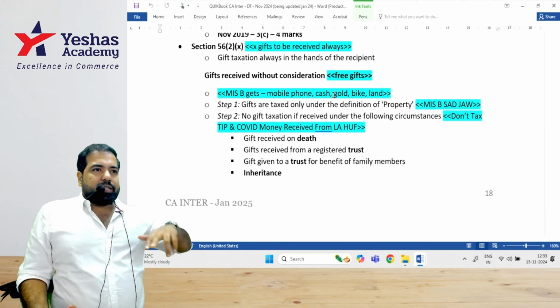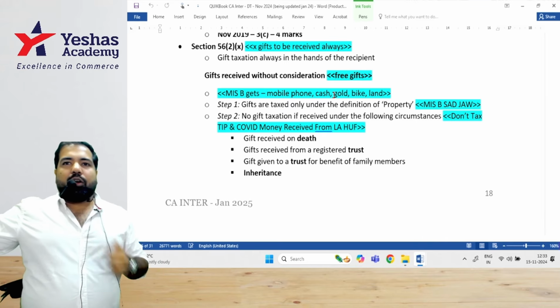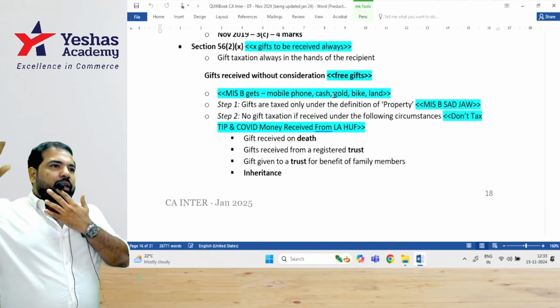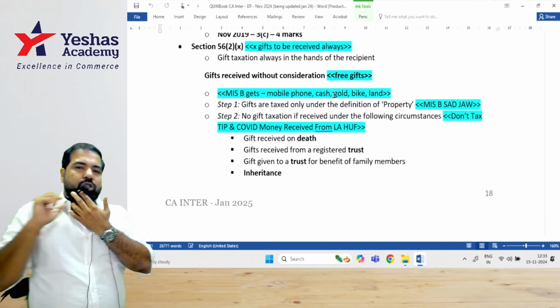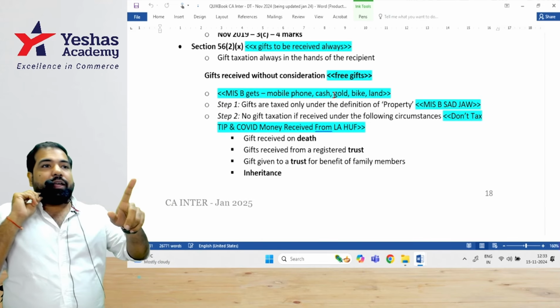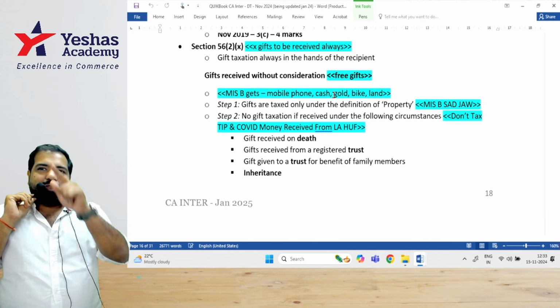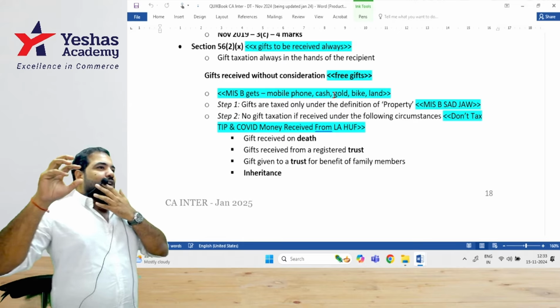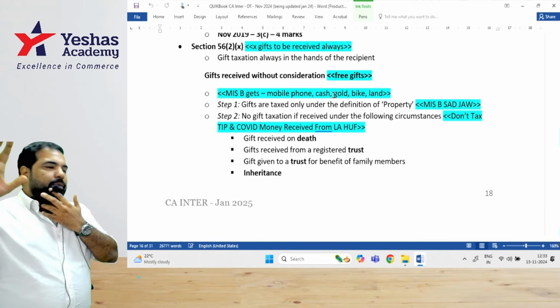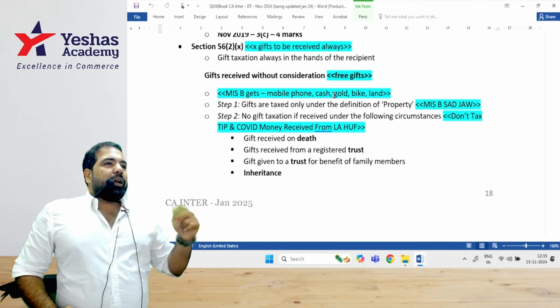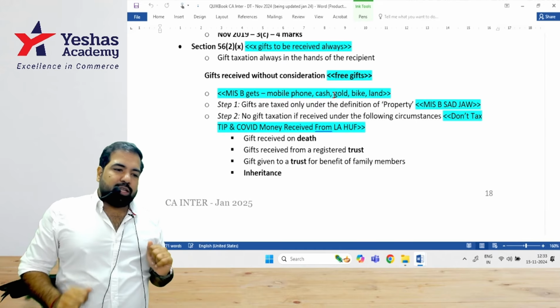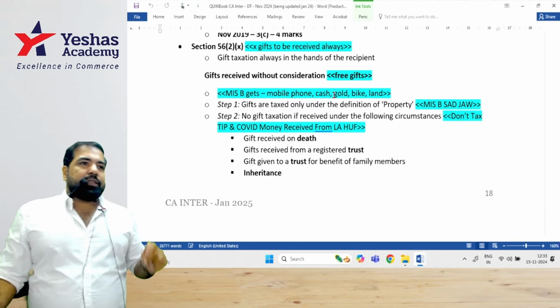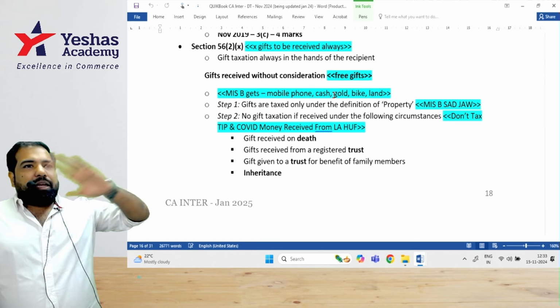Then T for trust: a trust, a fund, or a local authority giving you money. Next, M for marriage. Guys, not marriage anniversary, and not your son's marriage, only your own marriage. COVID treatment, and on COVID death, up to how many lakhs? But if it's coming from your employer, then there's no limit. Next, relative. Yes, relatives can be many, many, many.